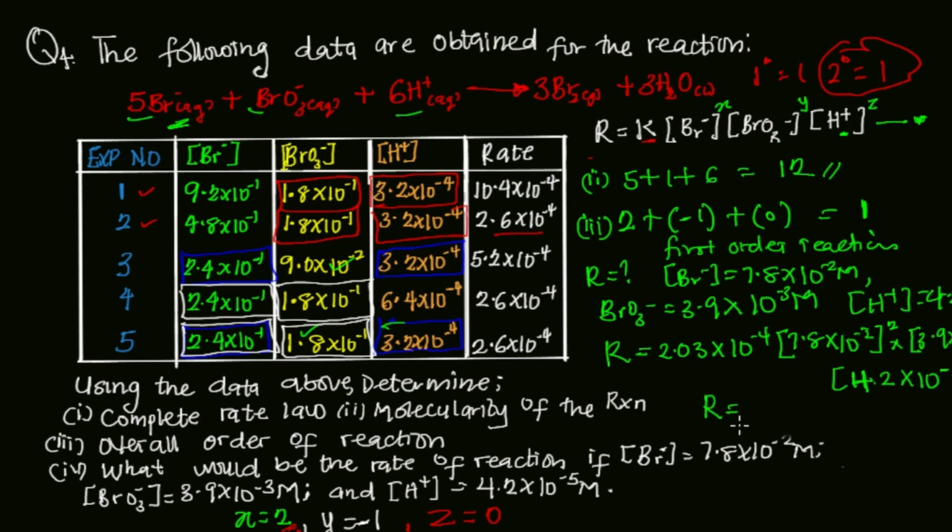We are going to have the rate to be, let me replace my calculator, that's going to give us approximately 3.02 multiplied by 10 raised to power minus 4 molar per second. So that's the answer that we have. So that's just it about this video.